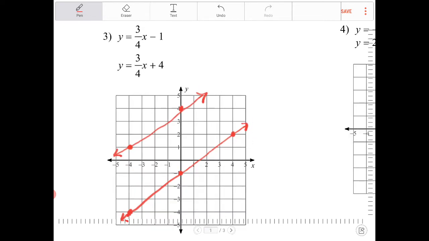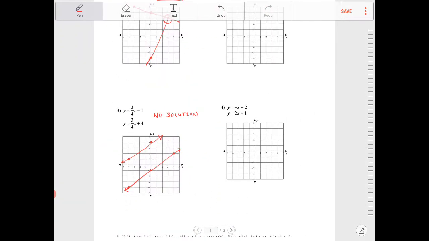And we already knew that walking into the problem, because upon observation, notice that the slopes are equal. Anytime that you have equal slopes, the two lines are automatically going to be parallel. So because of this, we say that there is no solution. All right, let's take a look at the next one.